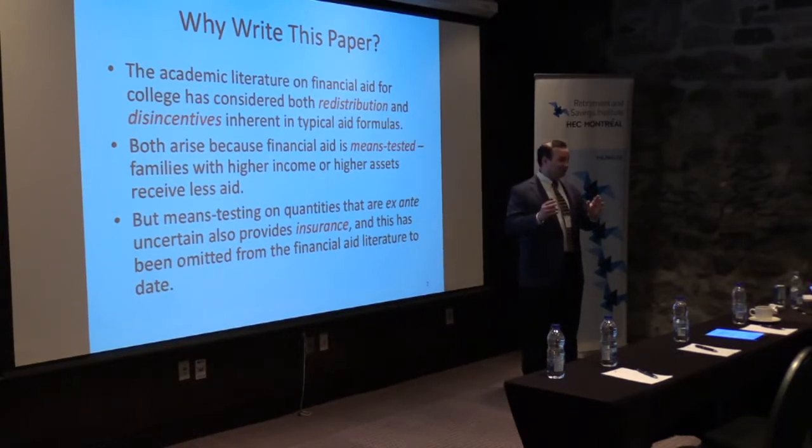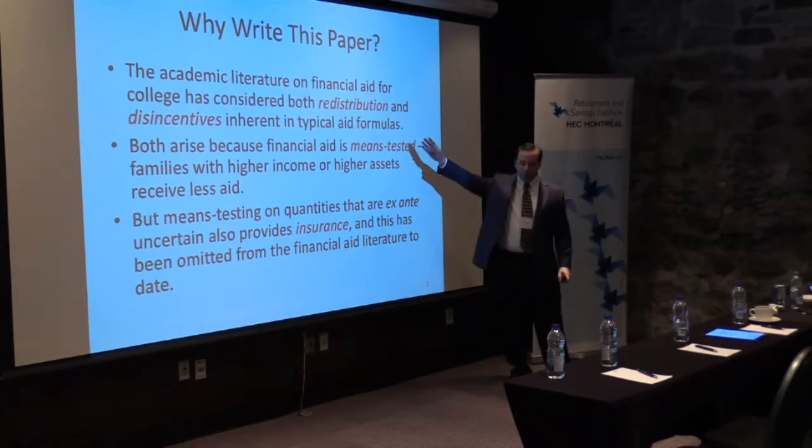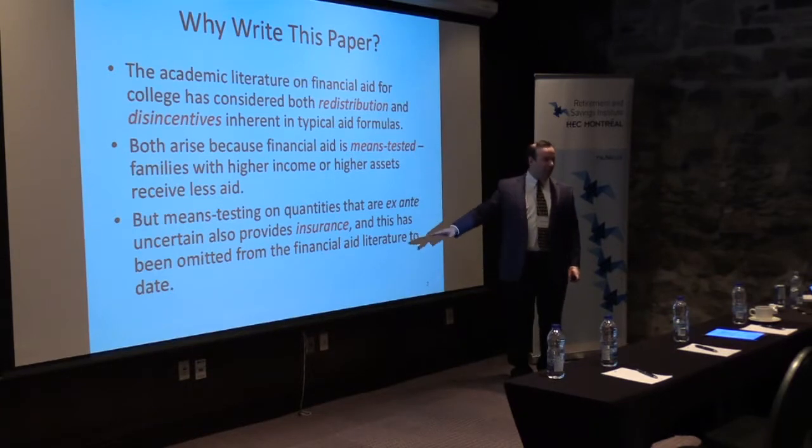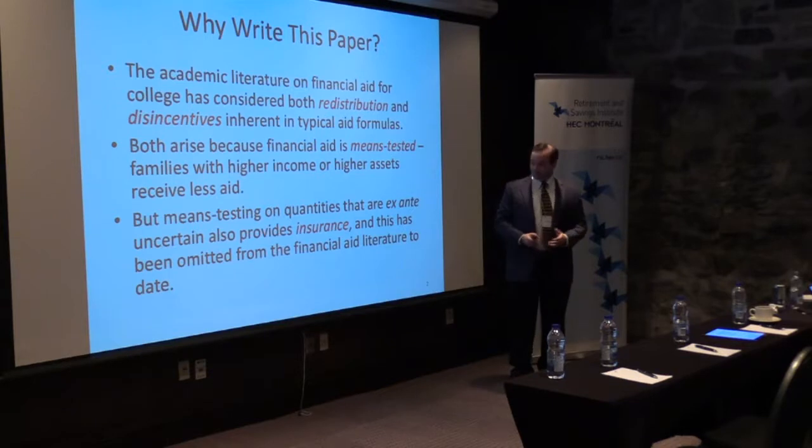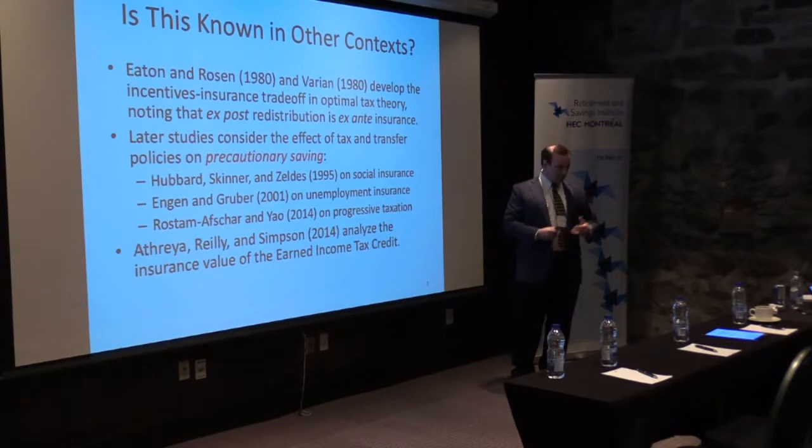But we know, because of who we are in this room and what we study, that anytime you distort incentives for things that people can control, to the extent any of that quantity is uncertain, then you're also providing insurance. So instead of really focusing on the redistribution incentives trade-off, we know there's an incentives insurance trade-off, and it just so happens that no one has ever looked at what the insurance value of financial aid turns out to be.